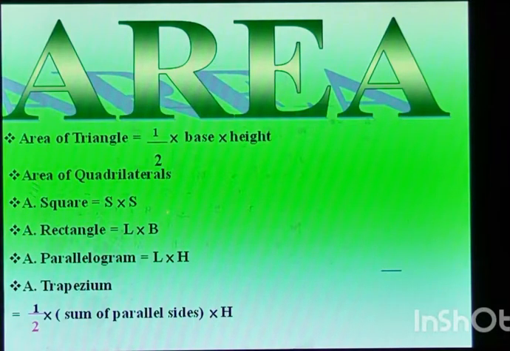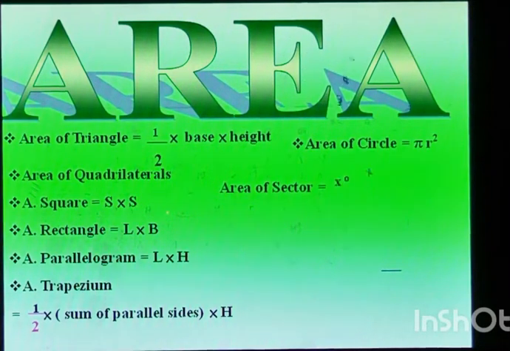There are some other quadrilaterals as well. There's kite and rhombus. We have the formula as area of those both figures is normally equal to half into product of their diagonals. And then the area of circle is part of this two-dimensional setup, that the area is equal to pi r square, and then the area of the sector.